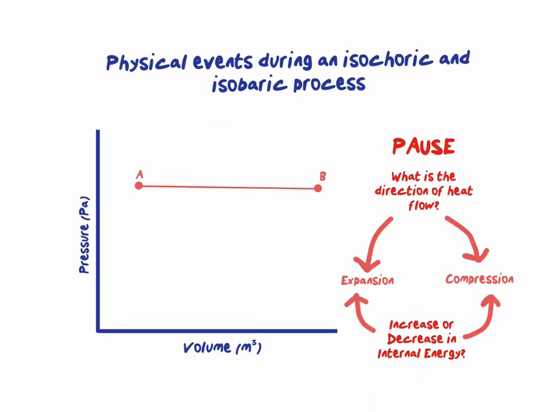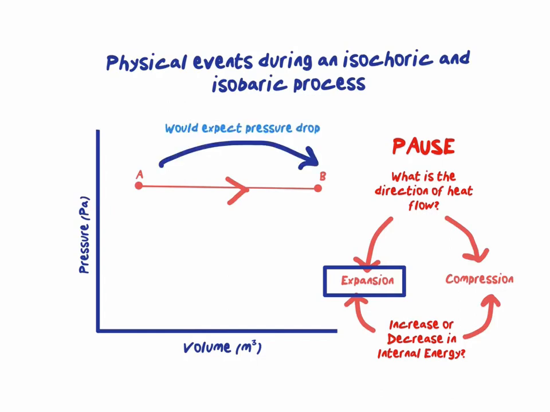So if I take the isobaric expansion first, the first thing that I'd like to do is determine what I would expect to happen if there's no other controls happening to the system. Well, if the volume increases, I would expect the pressure to drop. So if the pressure is staying the same, then that means that there has to be heat flowing into the system during the expansion. So Q would be positive for heat flowing into the system.